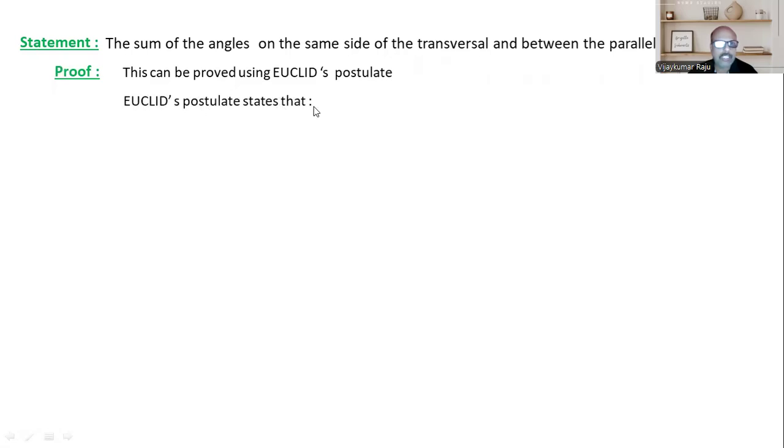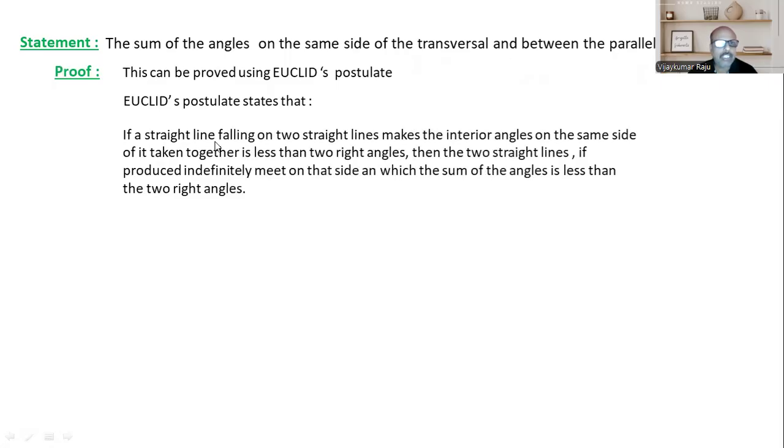Euclid's postulate states that if a straight line falling on two straight lines makes the interior angles on the same side of it taken together less than two right angles, then the straight lines, if produced indefinitely, meet on the same side on which the sum of the angles is less than the two right angles. So, a straight line falling on two straight lines. Let us take the two straight lines first. These are the two straight lines.